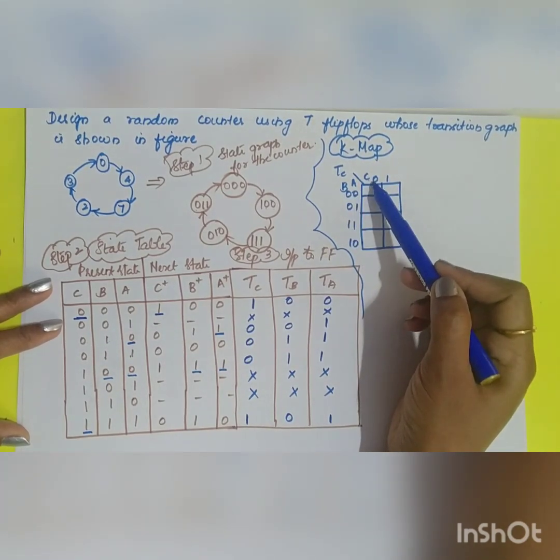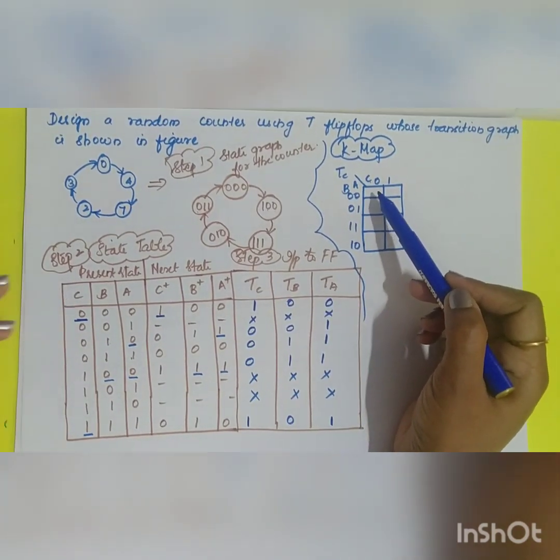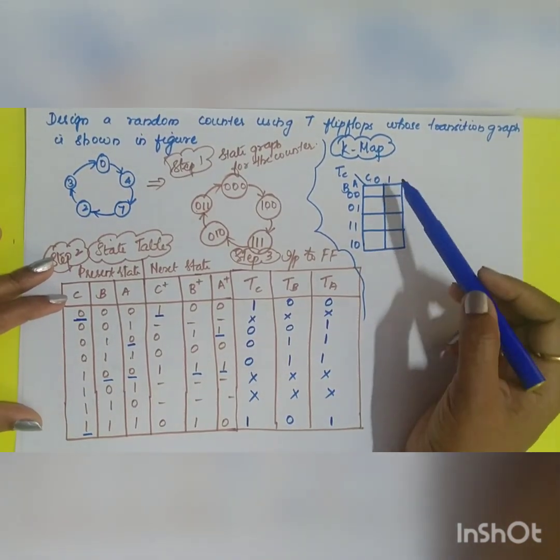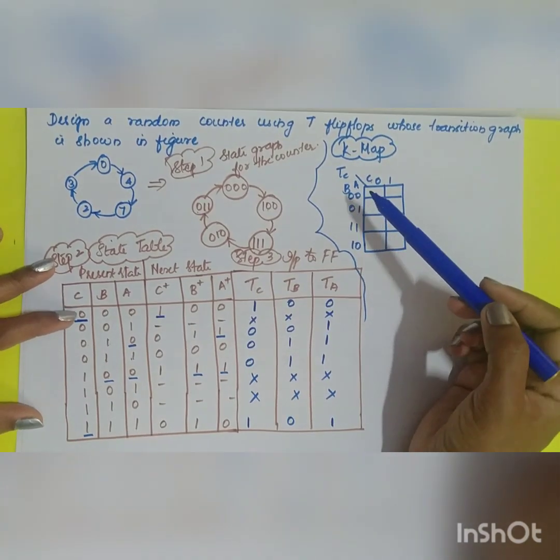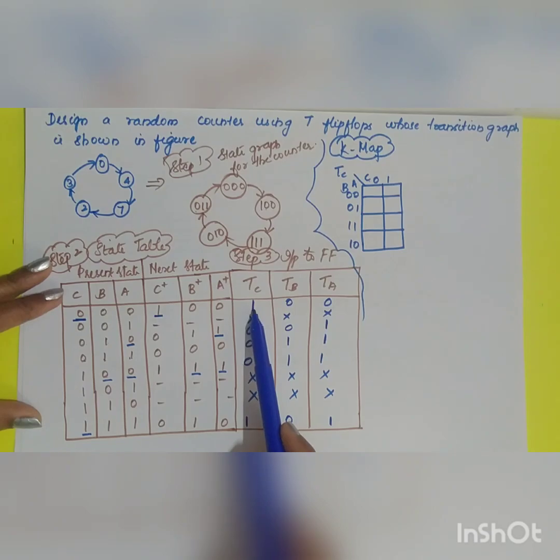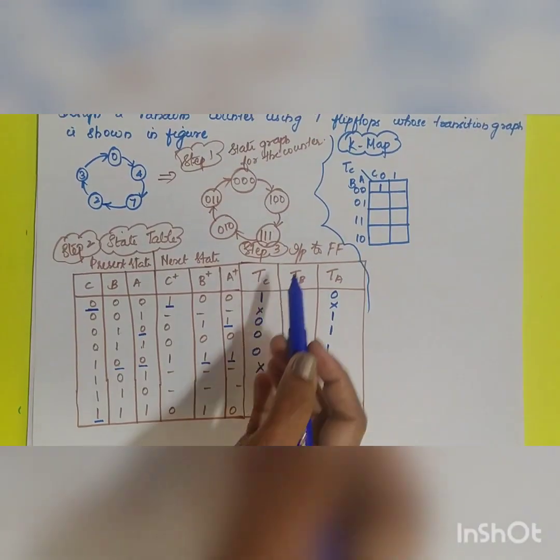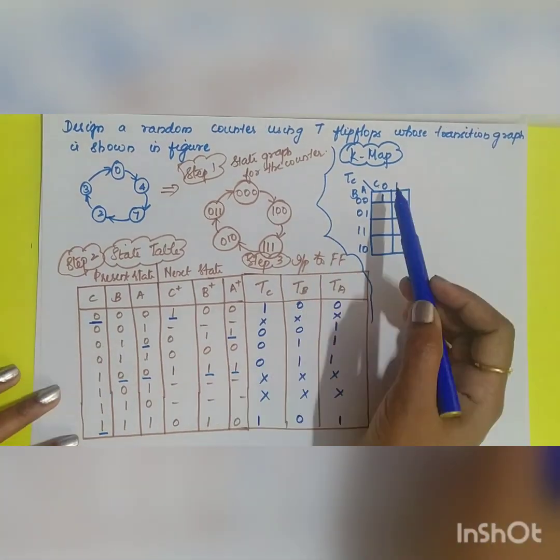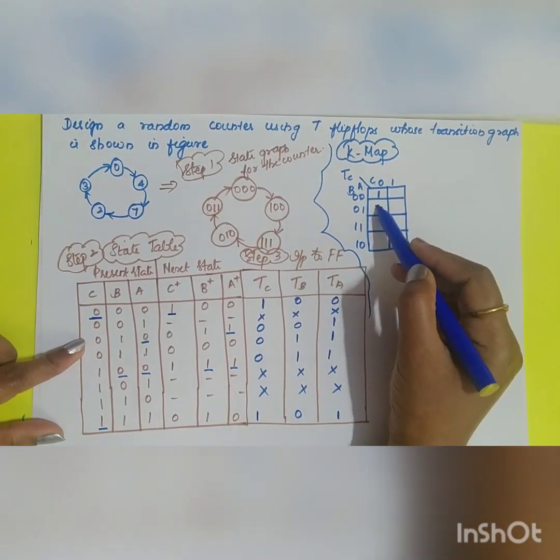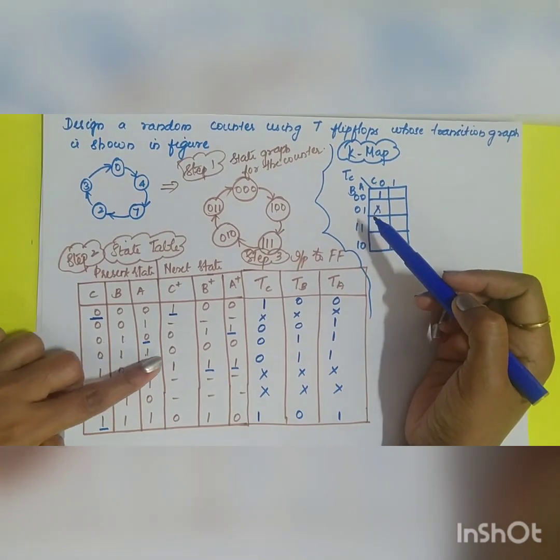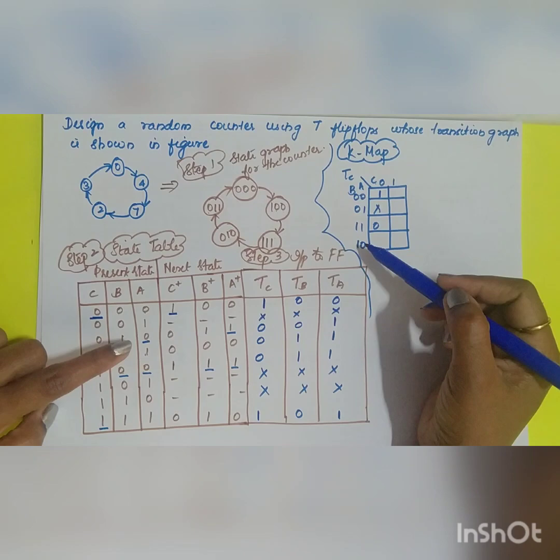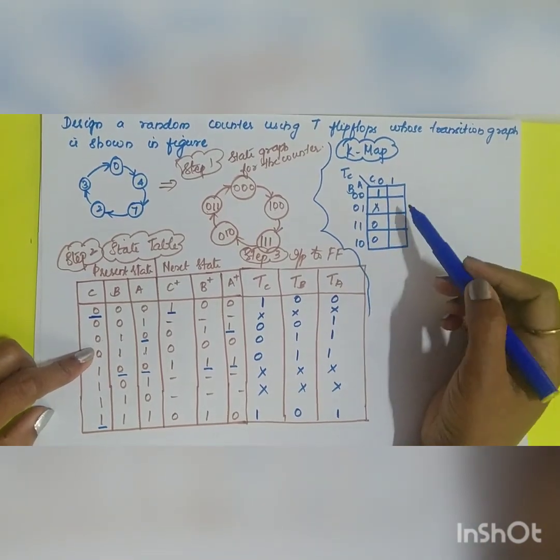So 0, 0, 0, what is the value for your TC? Similarly, you fill all the columns here. So what will be the value for the first combination? A, B, C is equal to 0, 0, 0. What is your value? TC is equal to 1. So now what will be the value for 0, 0, 1? TC is equal to don't care. Then 0, 1, 1. The value is equal to 0. 0, 1, 0. The value of TC is equal to 0.